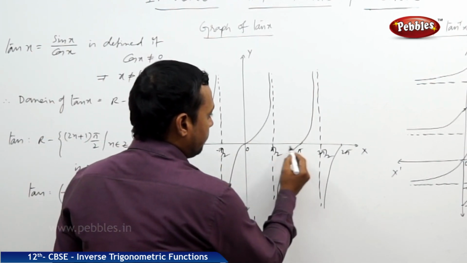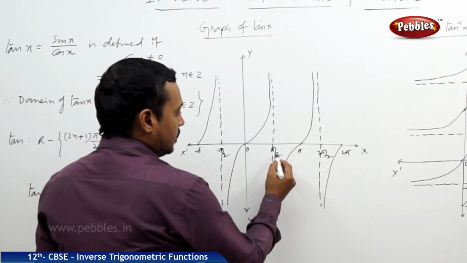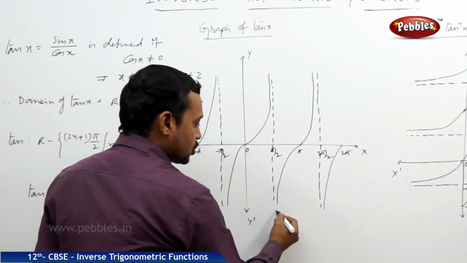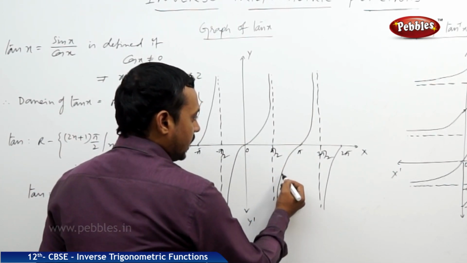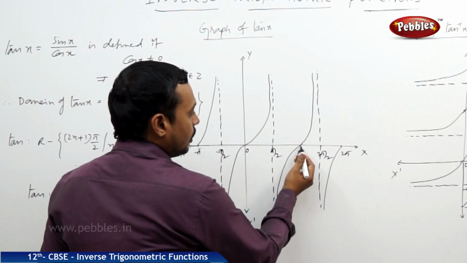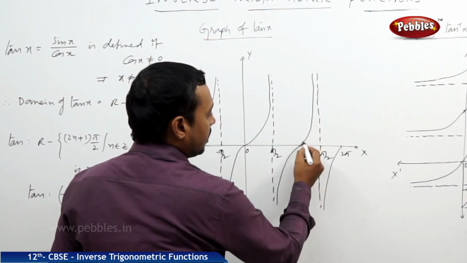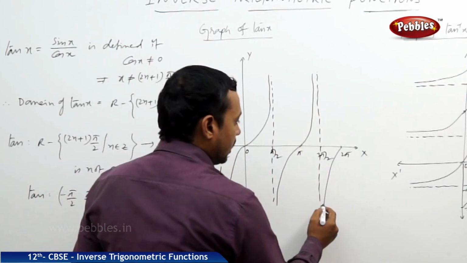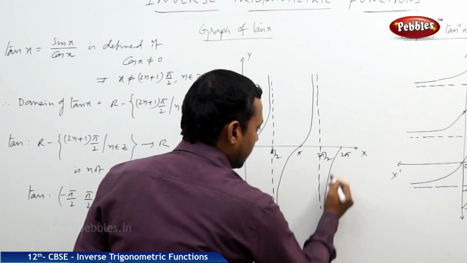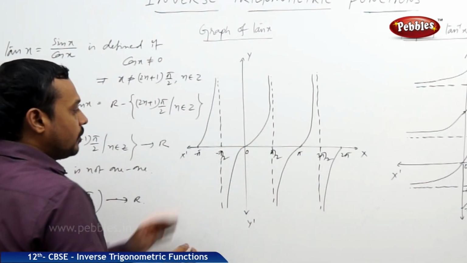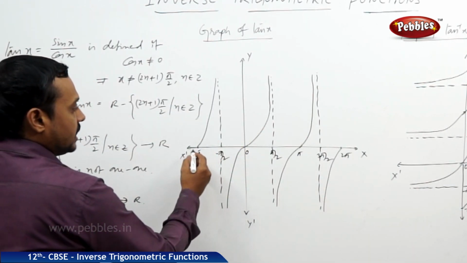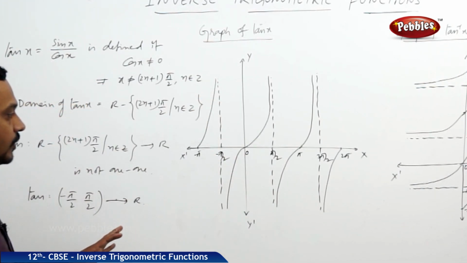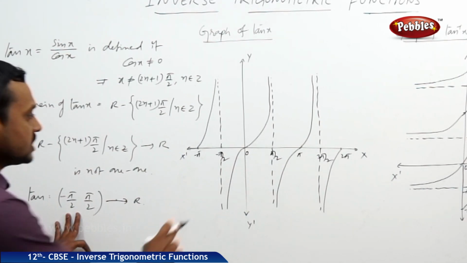Similarly, between pi by 2 and 3 pi by 2, after pi by 2 tan is negative, so the values start at minus infinity, and at pi tan is 0, and when x tends to 3 pi by 2, the tan values tend to infinity. Similarly after 3 pi by 2 to 2 pi, the graph is like this. Before minus pi to minus pi by 2, the graph is like this. So this is the graph of tan x.